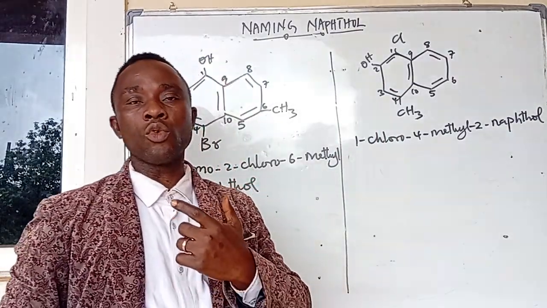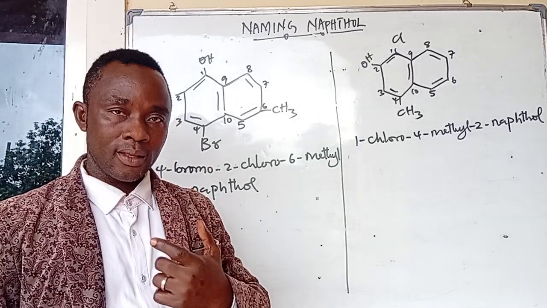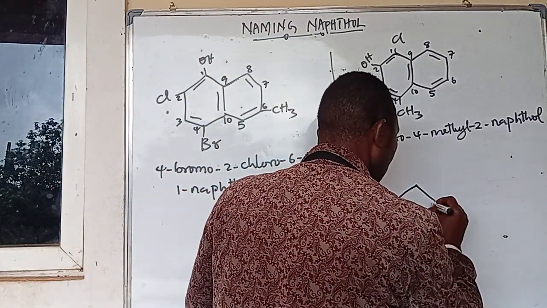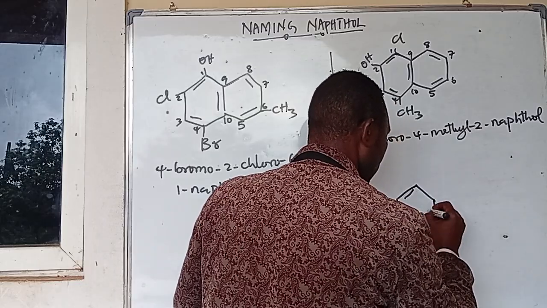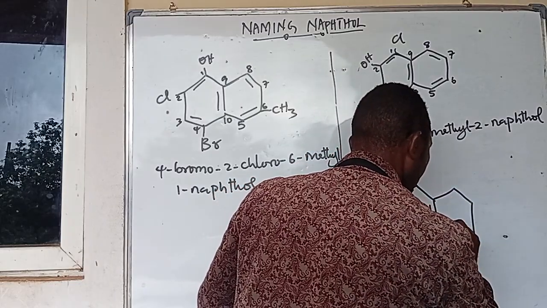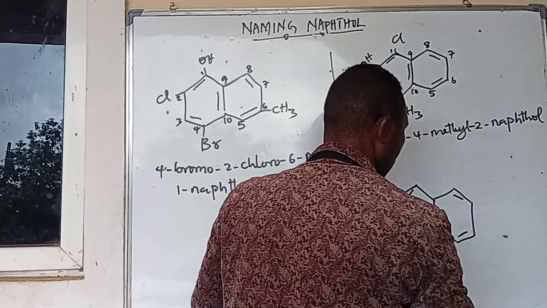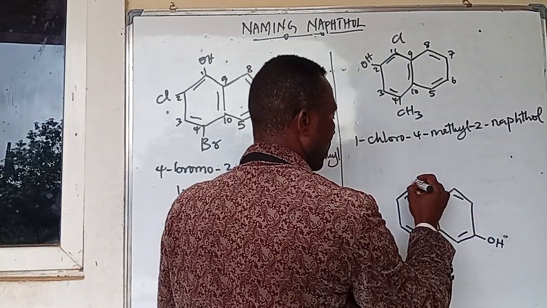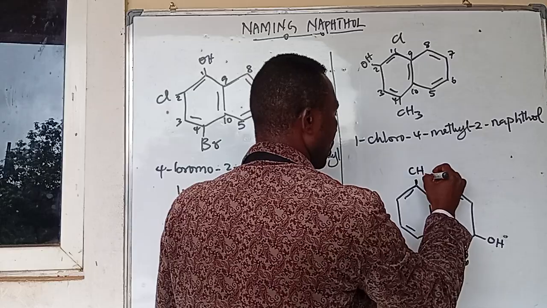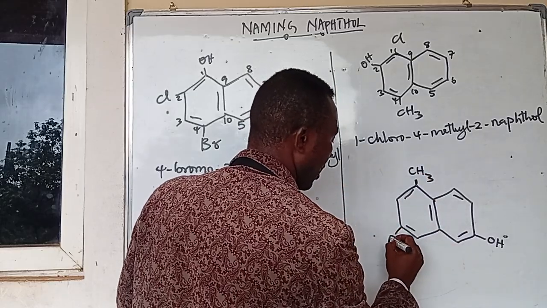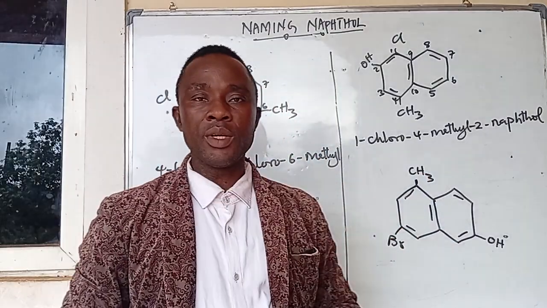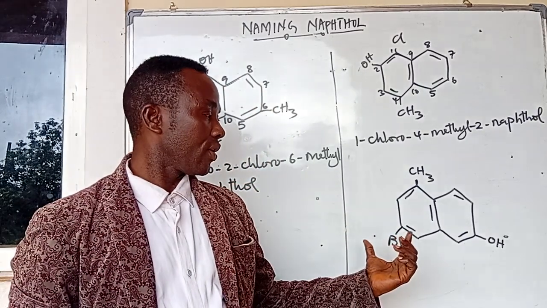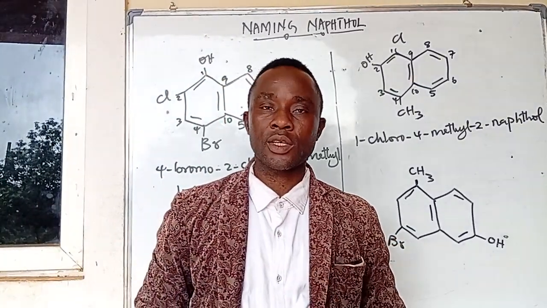So I want to give you an assignment to do for me. I want you to help me name this compound. This is an OH, this is a CH3, and we have a Br here. Give me the name of the compound. Post your answers in the comment section.